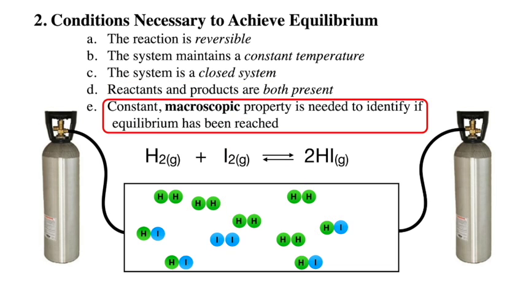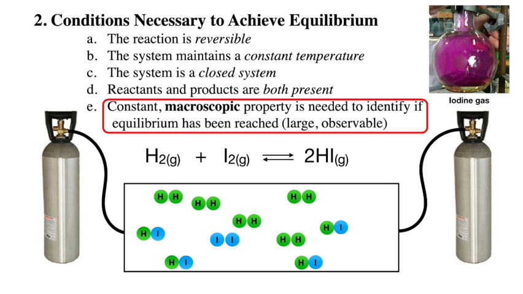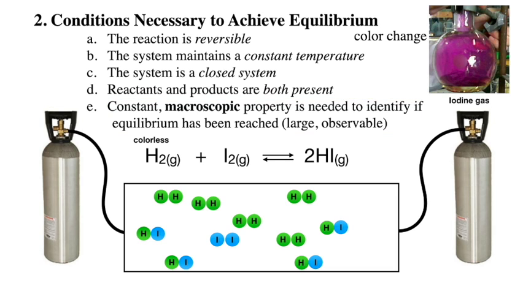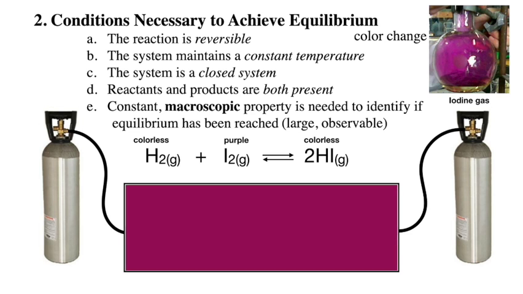And finally, you need a constant macroscopic property needed to identify if equilibrium has been reached. So that means macroscopic is large, detectable, observable. So iodine is purple. So if hydrogen were colorless and iodine's purple and HI is colorless, before this reaction started having collisions, like the second before a collision happened, H2 crashed into I2, I'd have iodine in full concentration, so I'd have a purple color in there.